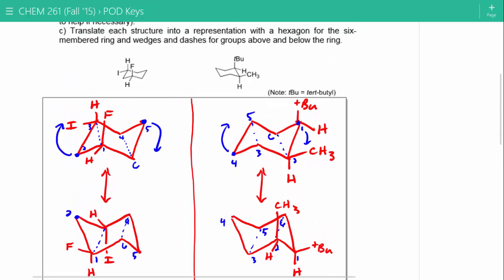So let's imagine with the molecule on the left that we're looking down from the top face. Is the iodine going to be a dash or a wedge? It's going to be a dash, right? The hydrogen's closer to our eyeball, so that's going to be the wedge. The iodine is going to be our dash.